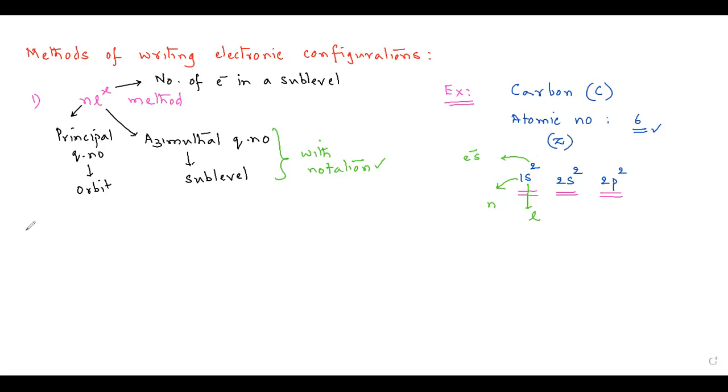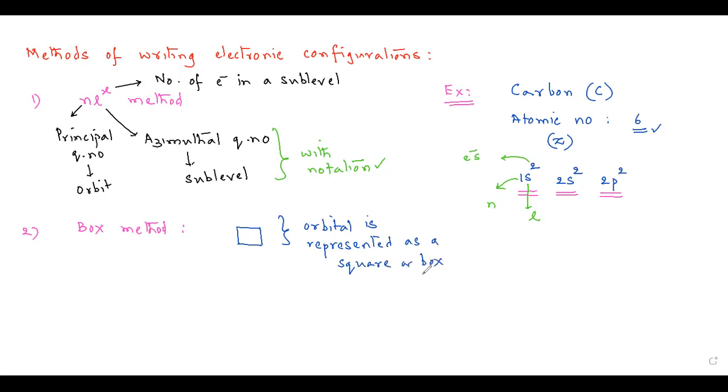Now let me go for the second method called the box method. In the box method, as we have already seen, an orbital is represented as a square or box. This is the orbital into which we will be adding the electrons.